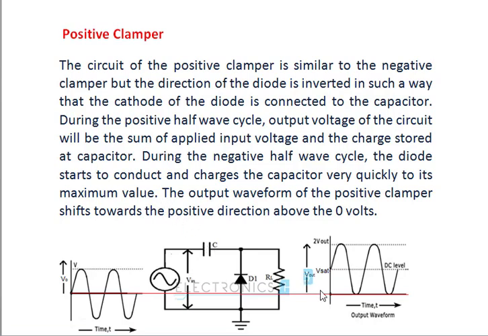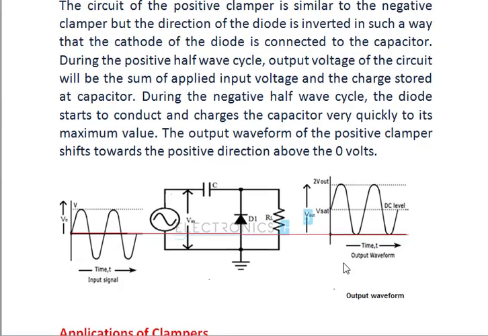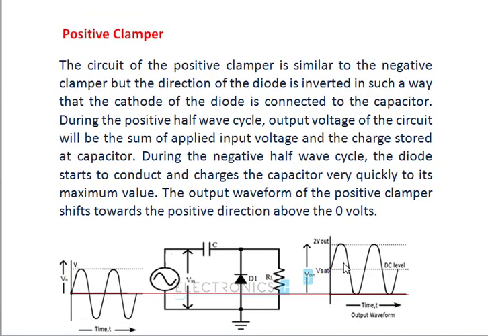So the waveform is shifted. It is shifted from this zero level, see here, from zero level to some positive DC level. This area is positive voltage. They shifted to some positive area. So actually it was here, now it is shifted. So it is clamped. This type of clamper is known as a positive clamper.